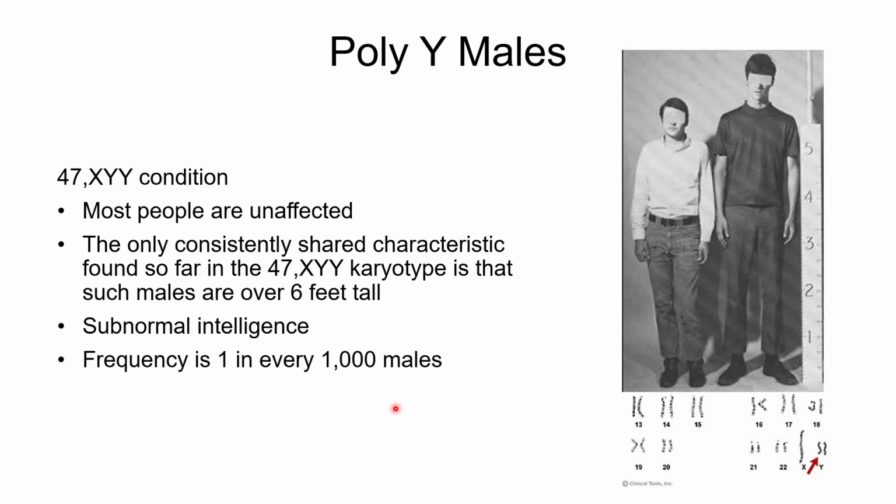Poly-Y in males is less common than Klinefelter's. It's similar to what we see in poly-X, so about 1 in every 1,000 males will be poly-Y. There aren't really any consistently shared characteristics between individuals other than males tending to be over 6 feet tall. In some people, it's documented that there's subnormal intelligence, some mental handicap, but not in everybody. Most people aren't really affected by this. There aren't that many genes on the Y chromosome, so having an extra copy really doesn't cause that many problems.